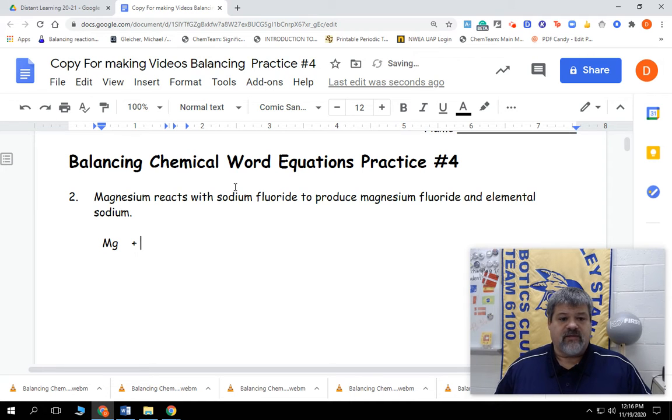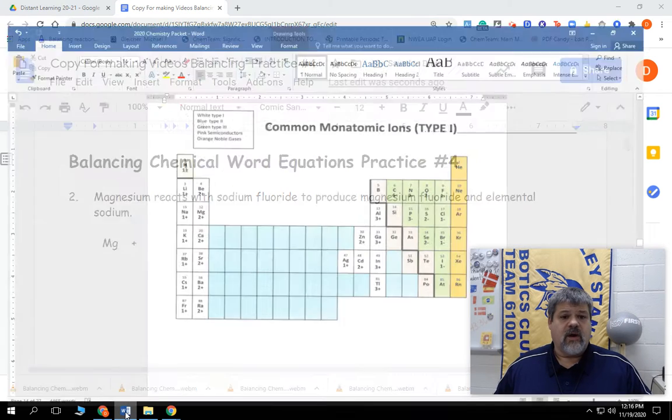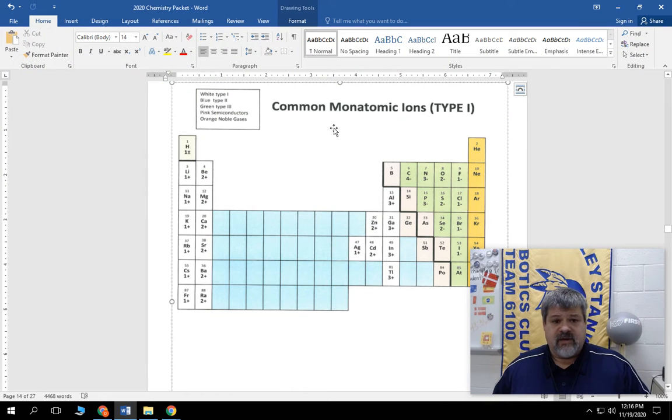Well, what's the charge of sodium? What's the charge of fluorine? So we have to calculate that out. So let's go ahead and turn to our monoatomic ion sheet, page 13 of your packet. And we look at sodium as a +1. That's good. Sodium is a +1. And then fluorine is over here as a -1. So we have sodium and fluorine.